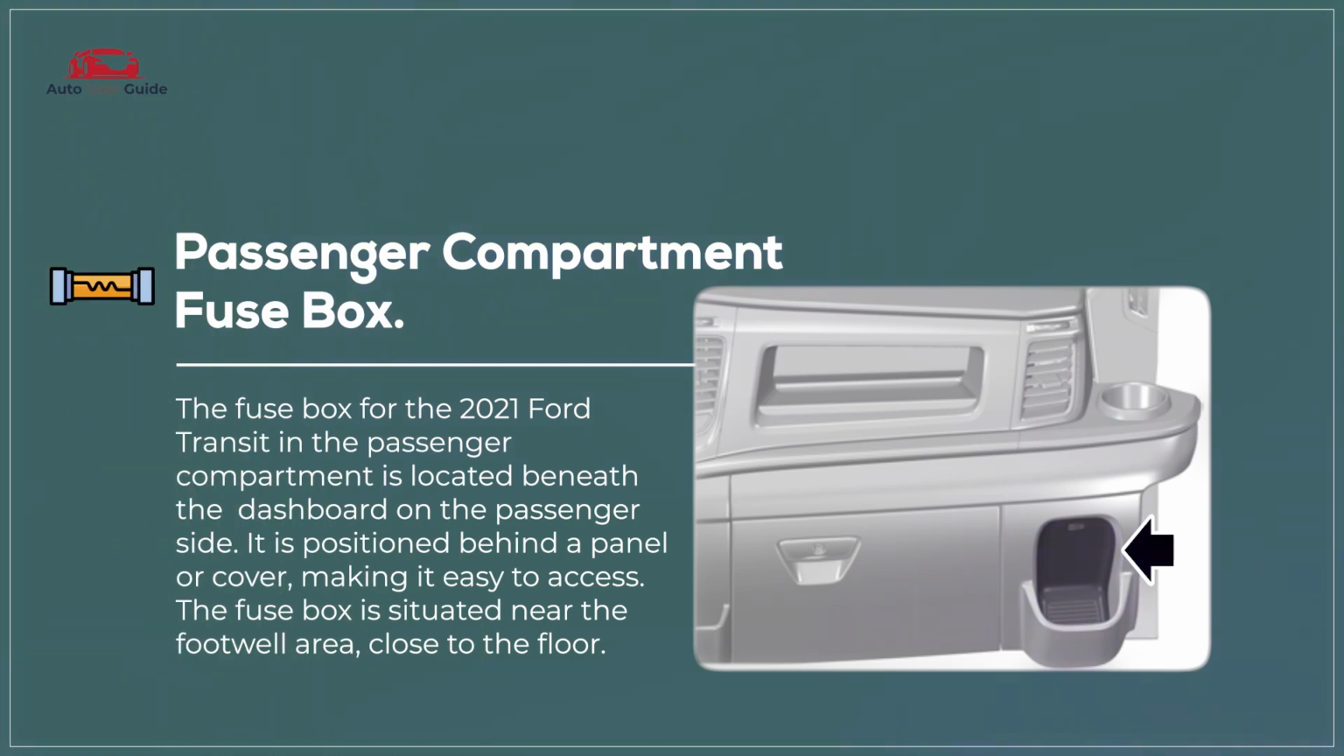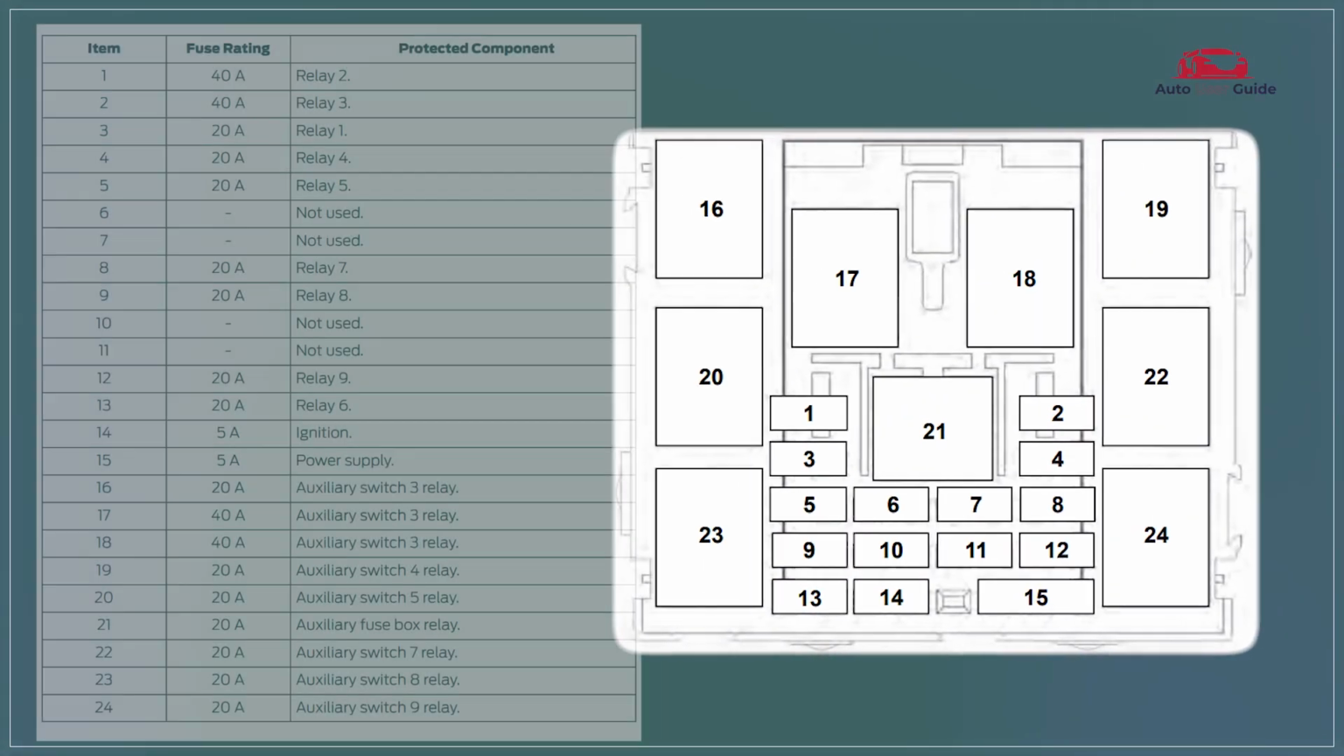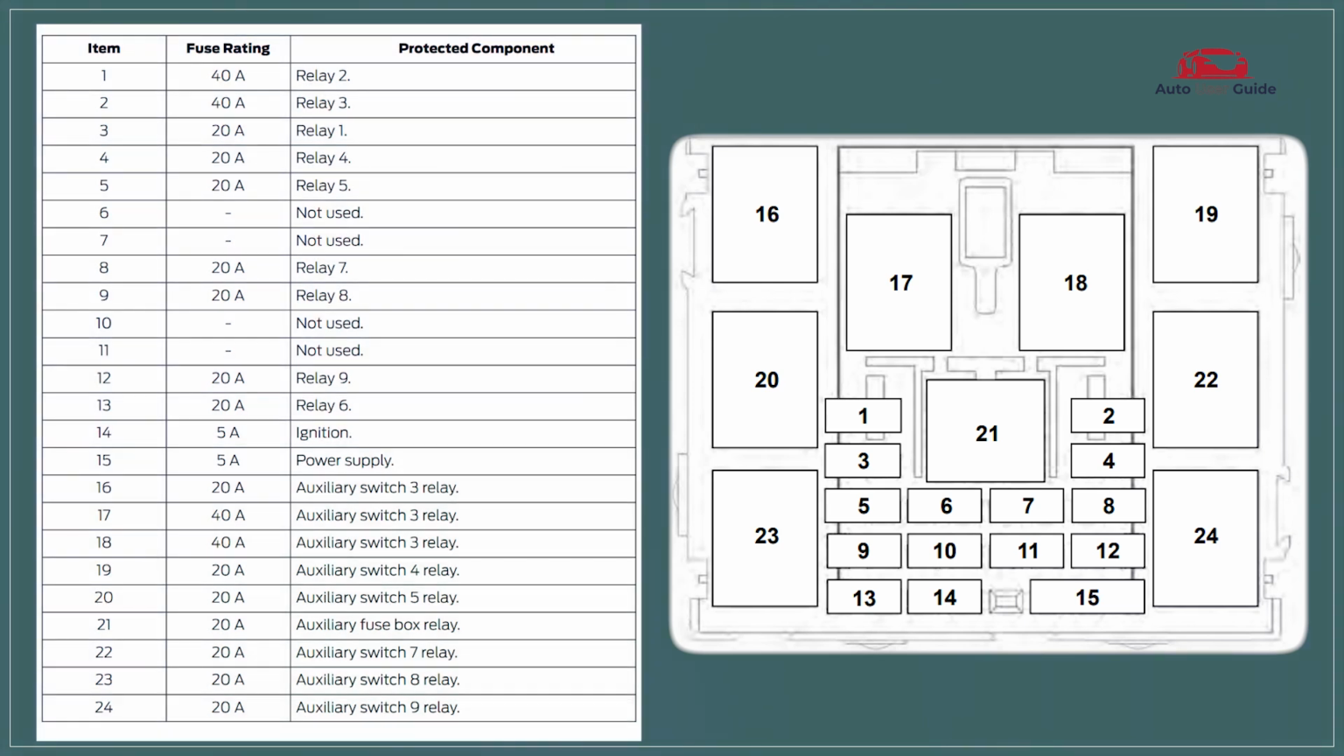Passenger compartment fuse box. The 2021 Ford Transit passenger compartment fuse box manages electrical components like the interior lighting, power windows, and infotainment system. It is located behind the glove box or under the dashboard, providing access to cabin-related fuses.